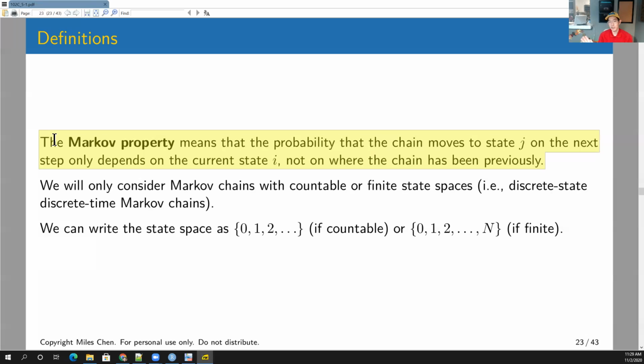If you take a class on stochastic processes, you can have continuous state, continuous time, all sorts of stuff, okay? But we're going to look at discrete state. So that means our state space is going to be countable or finite. If it ends at some value big N, then it's finite, or it could also just go off to infinity, but it's still countable, versus uncountably infinite.